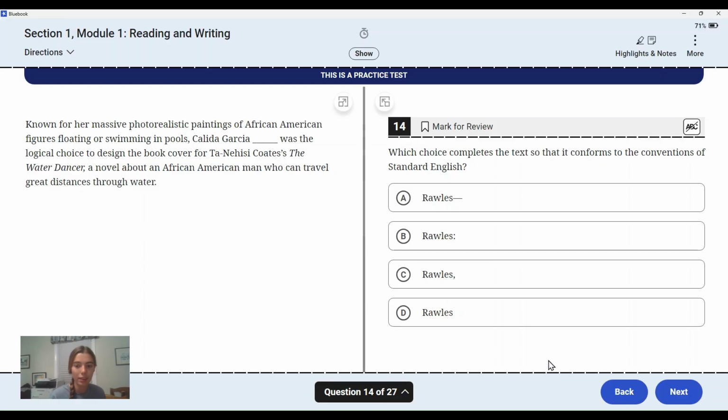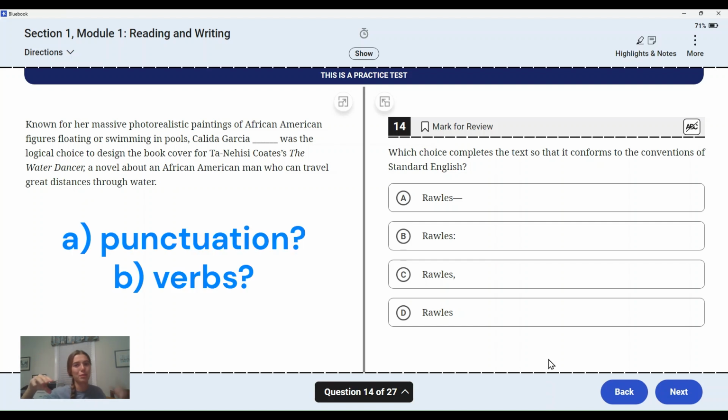Yay, we made it to the writing section, guys, and you're still with me. Okay, so this first part of the writing section is going to include your grammar and your syntax, your punctuation, and your verb endings, and all of those fun things. So maybe there are really 8 categories. Like an A is punctuation and B is verbs.